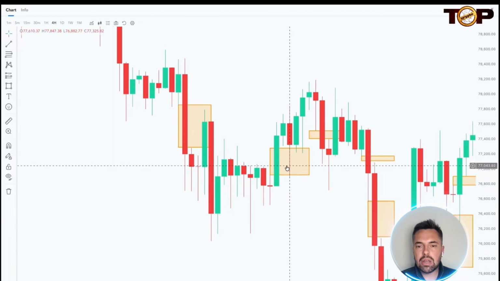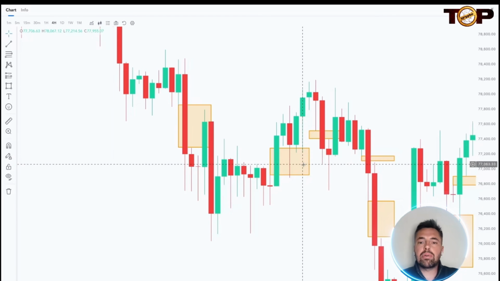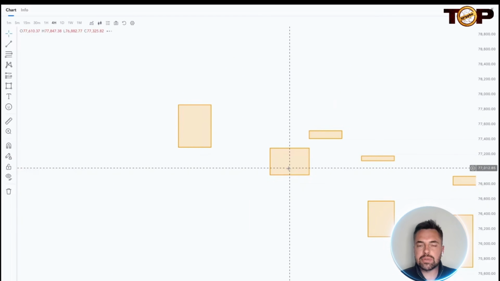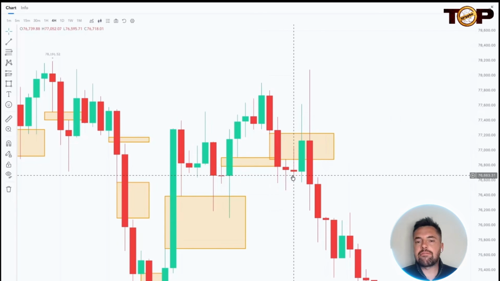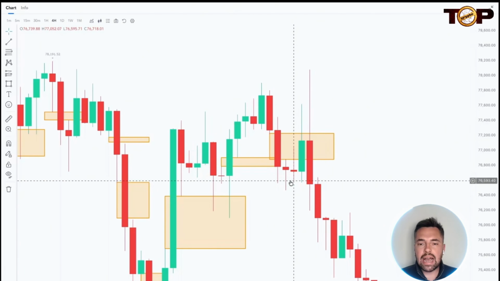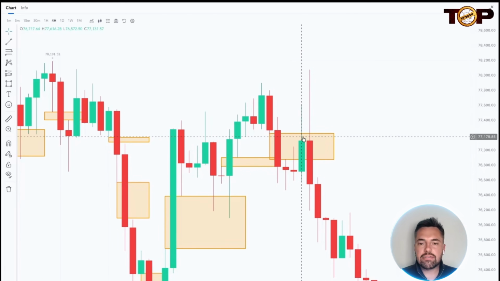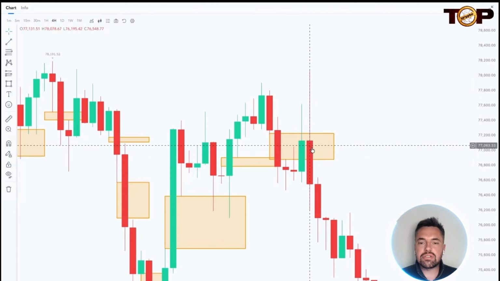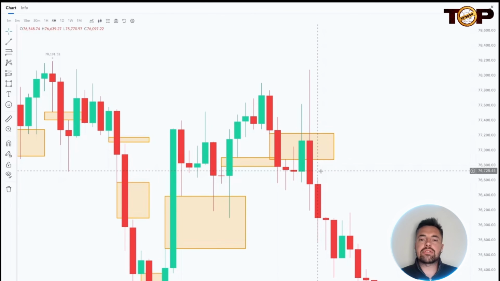A bullish fair value gap forms during a strong upward move, right? The gap is below current price and acts as a support zone if price pulls back into it. A bearish fair value gap forms during a strong downward move. The gap is above current price and acts as a resistance zone if price bounces back up into it.